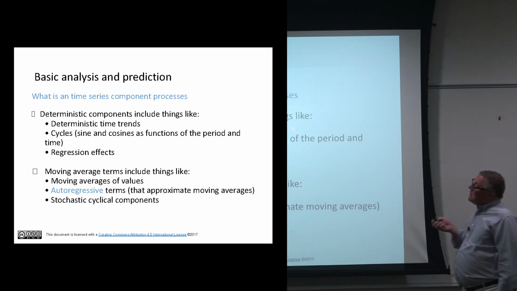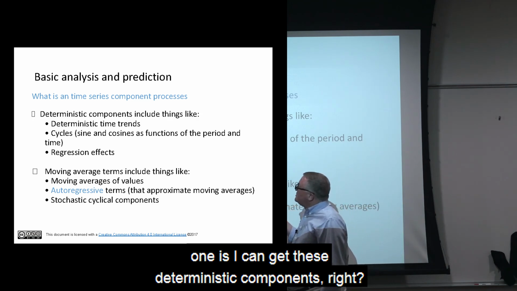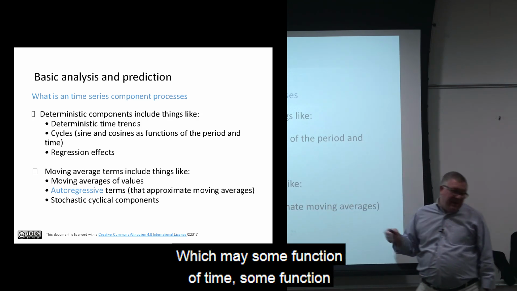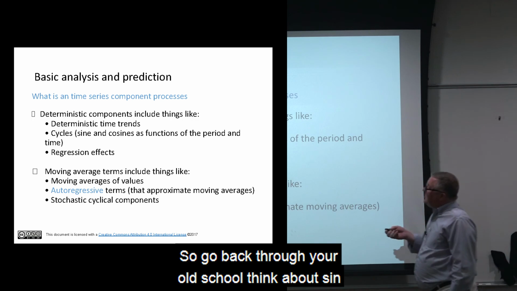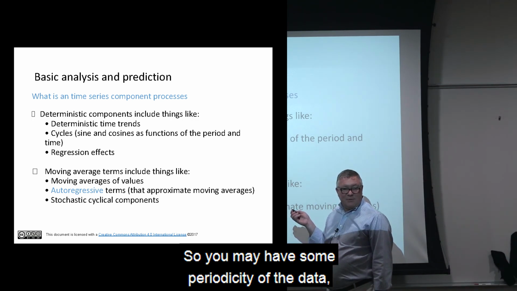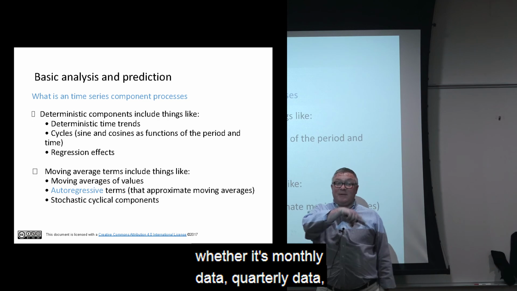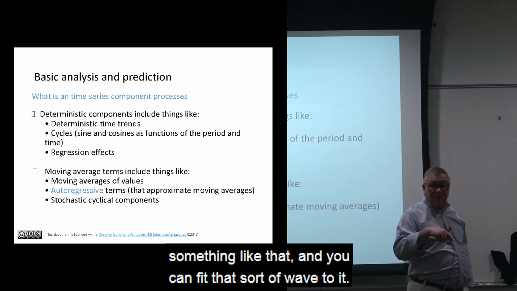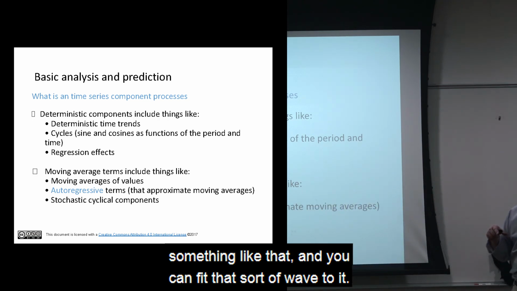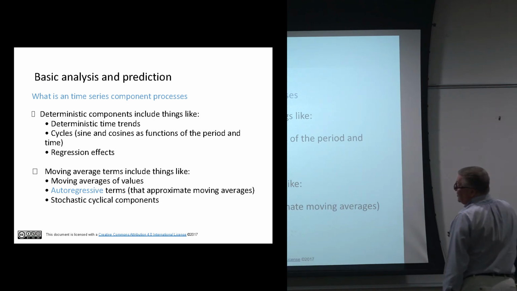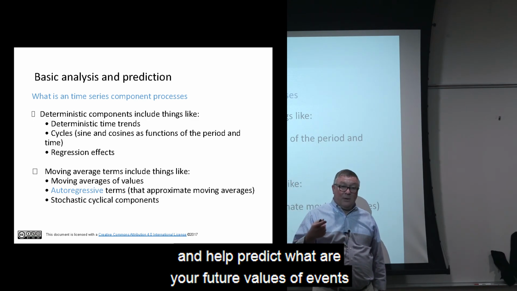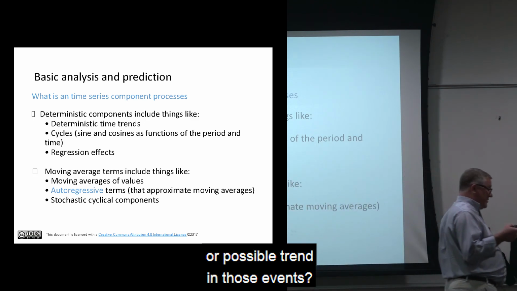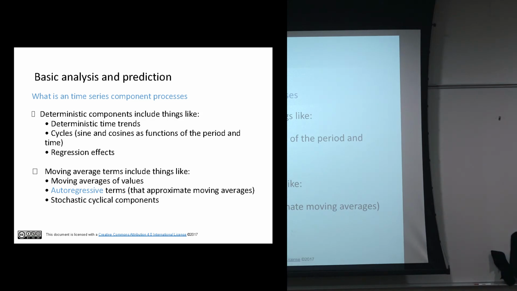So we can split this up in a couple different ways. One is I can get these deterministic components, right, which may be some function of time, some function of the logarithm of time. I may have cycles, right? So go back to your old school, think about sine and cosine waves, right? So you may have some periodicity of the data, whether it's monthly data, quarterly data, something like that, and you can fit that sort of wave to it. You could have a regression effect. So you may have some causal variables that come in there and help predict what are your future values of events or possible trend in those events.